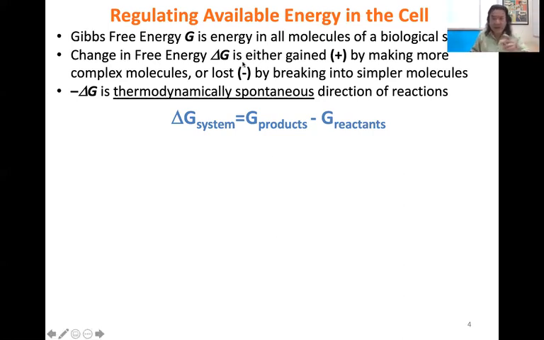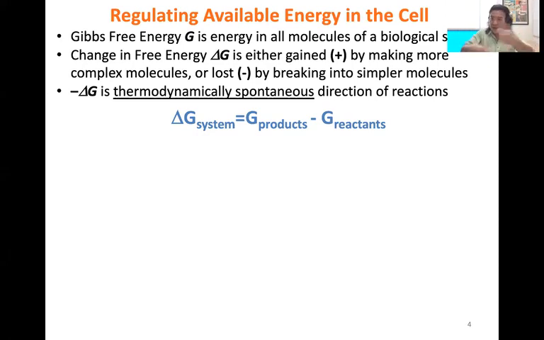Recall that the change in free energy, or delta G, is positive if you're making more complicated, elaborate molecules from simpler ones, because you're taking electrons or chemical bonds that are in lower energy states in simpler molecules, breaking them and putting them together in more complicated structures. So the free energy represented by that bigger, more complicated molecule is in the plus delta G direction.